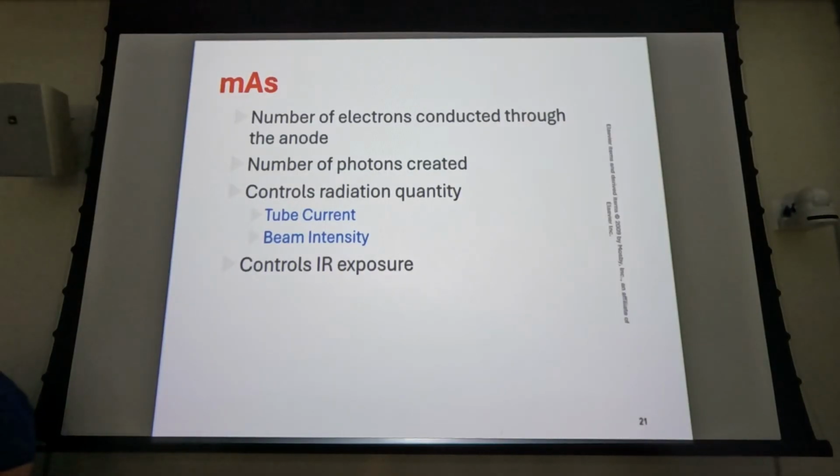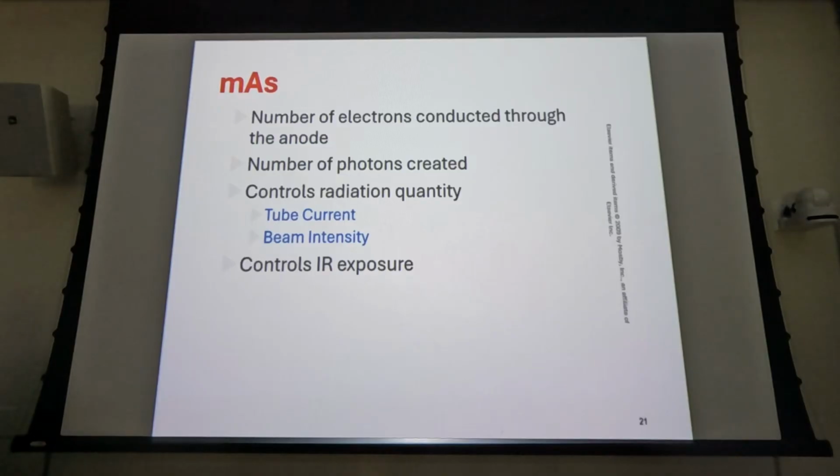So now mass is the number of electrons we send across the tube. It's the number of photons that we create, and it controls the quantity, that is the intensity. And now we've got tube current. So we use it to control image receptor exposure rather than kVp because it's predictable.